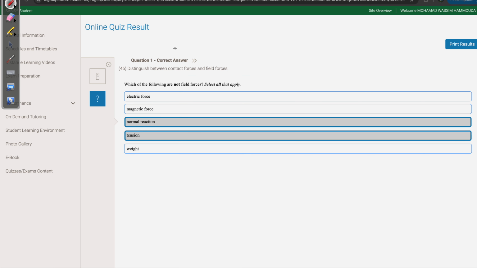Okay, so look, field forces, I'll just call them FF, is basically action at a distance. Action at a distance, let's say. So the forces that are not field forces are forces that require contact, like normal and tension.